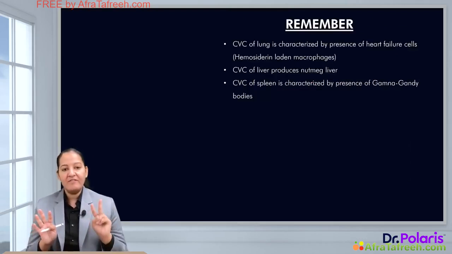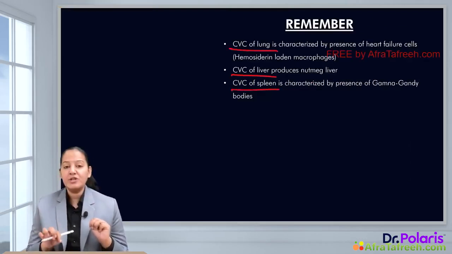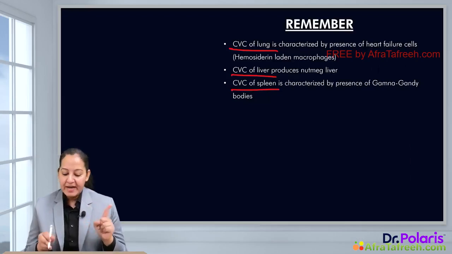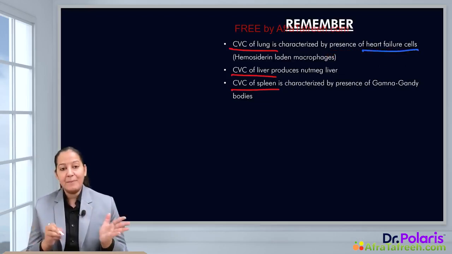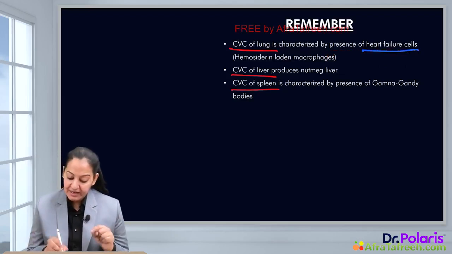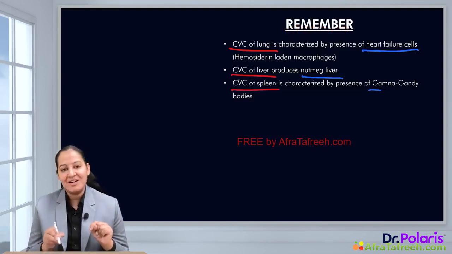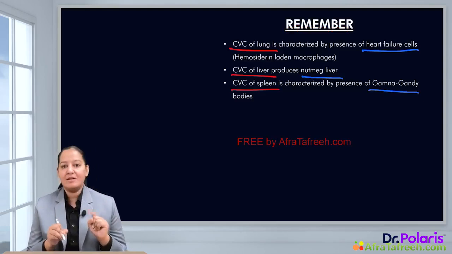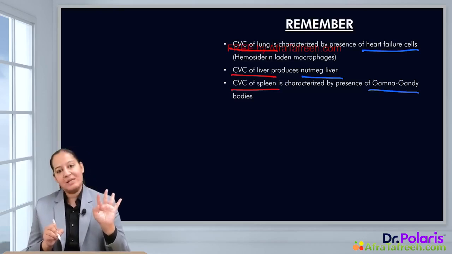So we have learned three things: CVC lung, CVC liver, CVC spleen. In each of them, we learned one main point. In CVC lung, we learned heart failure cells, which are seen in the lung because of left heart failure. In CVC liver, we learned nutmeg liver. And in CVC spleen, we learned Gamna-Gandy bodies. These are the three findings we have learned.